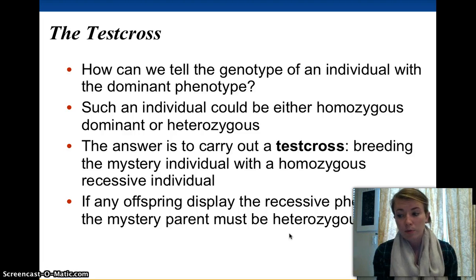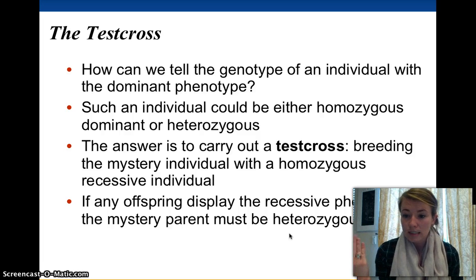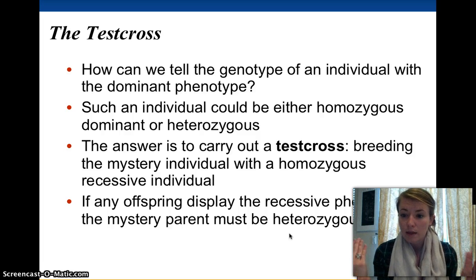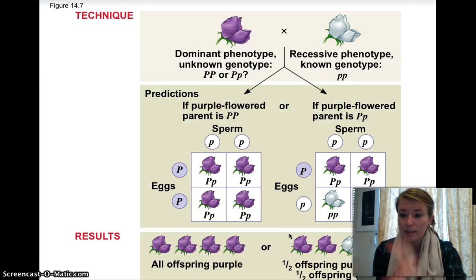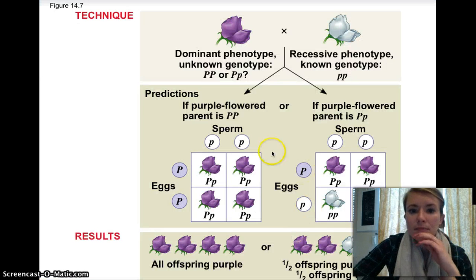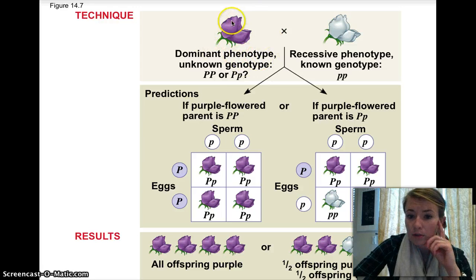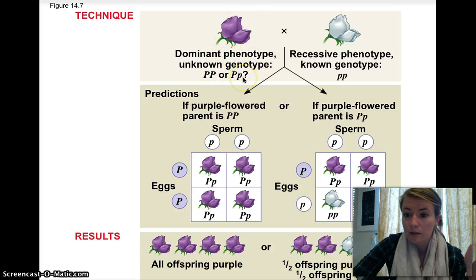So you would take your purple flower that you don't know if it's homozygous dominant or heterozygous and cross it with a white flower. Because you know that flower's genotype, it's going to be little p little p. And so you can tell by the offspring what the genotype of the parent is. So here's our unknown purple. Is it big P big P or big P, little p? We don't know. We're crossing it with a white, and we know this is little p little p.